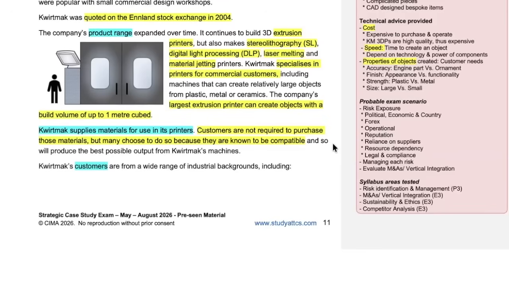So tied to all this information, the syllabus areas which can be tested are risk identification and mitigation, as well as your capability concerning an evaluation of mergers and acquisitions or vertical integrations. Your knowledge concerning sustainability and ethics will be tested.